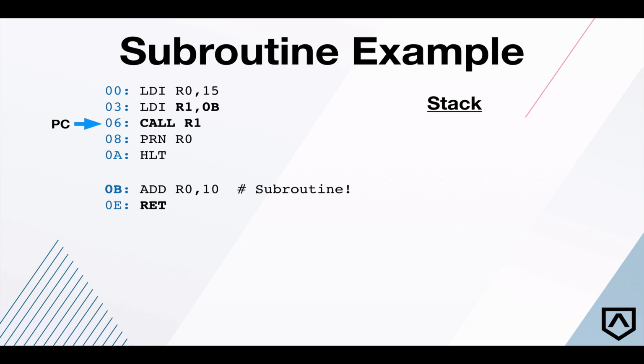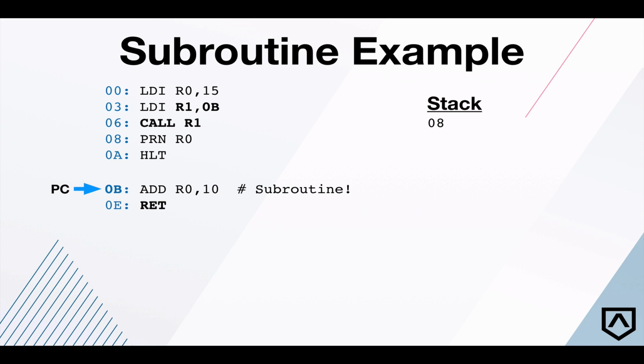So what we do is we take address 8, the one very next after the call, and we push that on the stack. So now the stack has 8 on it, which is our return address that we want to come back to after the subroutine executes. So the call instruction first pushes that on the stack, and then it changes the PC to be 0B at our subroutine. So now we have called the subroutine.